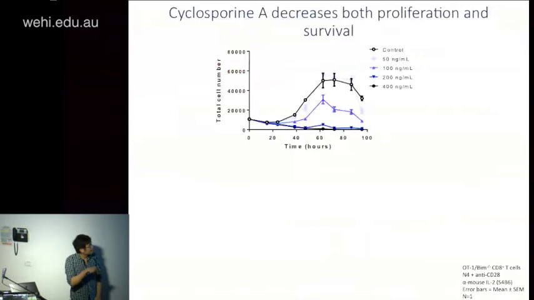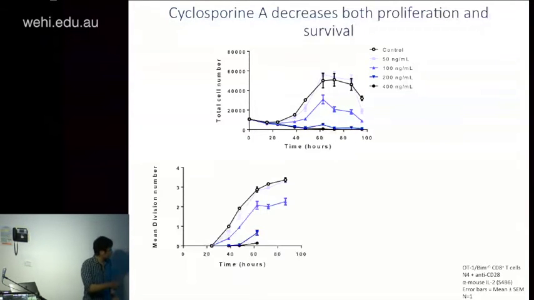So here's cyclosporine. Here are the total cell numbers over time, and you can see that in a dose-dependent manner, cyclosporine decreases the total cell numbers over time. If you were to explore the effects of cyclosporine on proliferation, you can see really nicely that cyclosporine increases the time it takes for cells to enter division. It also decreases the subsequent division rate and also decreases the number of times cells divide.